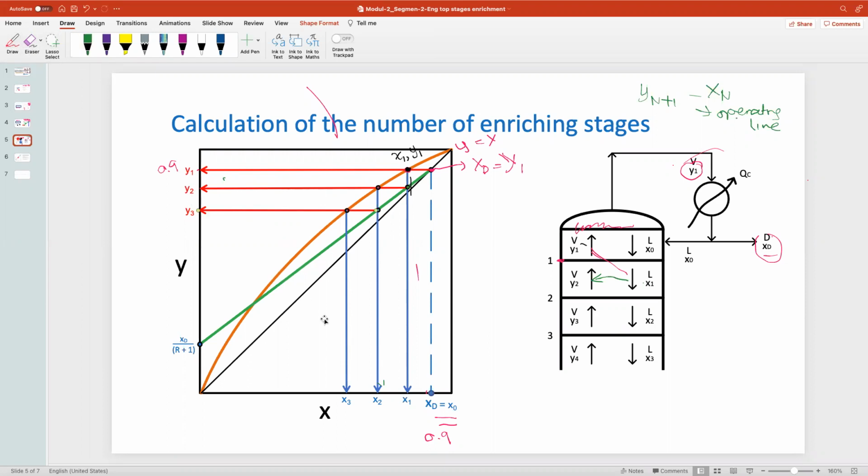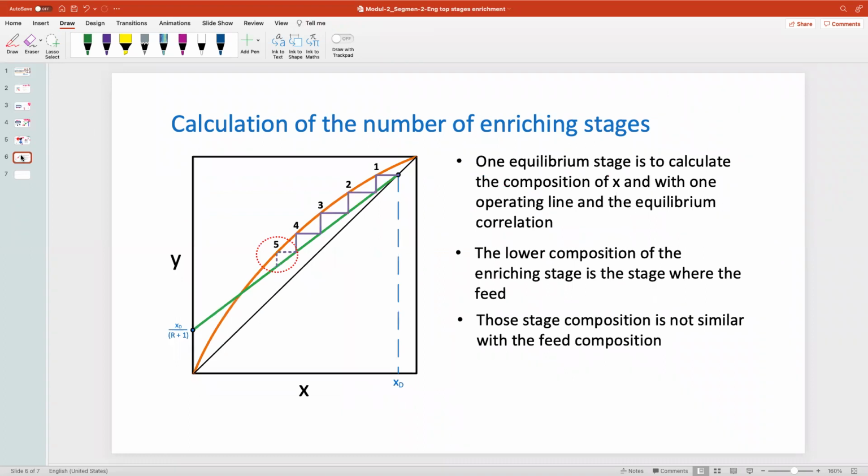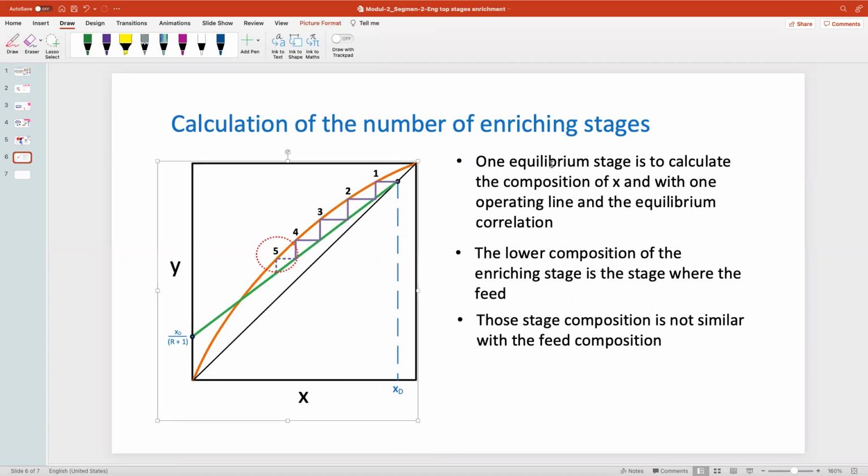We're gonna stop it when it goes to the feed stages. So the next step is we have to calculate the feed stages. So if we go back here, the calculation of equilibrium enriching stages. One equilibrium is to calculate the composition of X with one operating line and the equilibrium correlation. The lower composition of the enriching stage, the lowest stage for enriching, is the stage where the feed is.